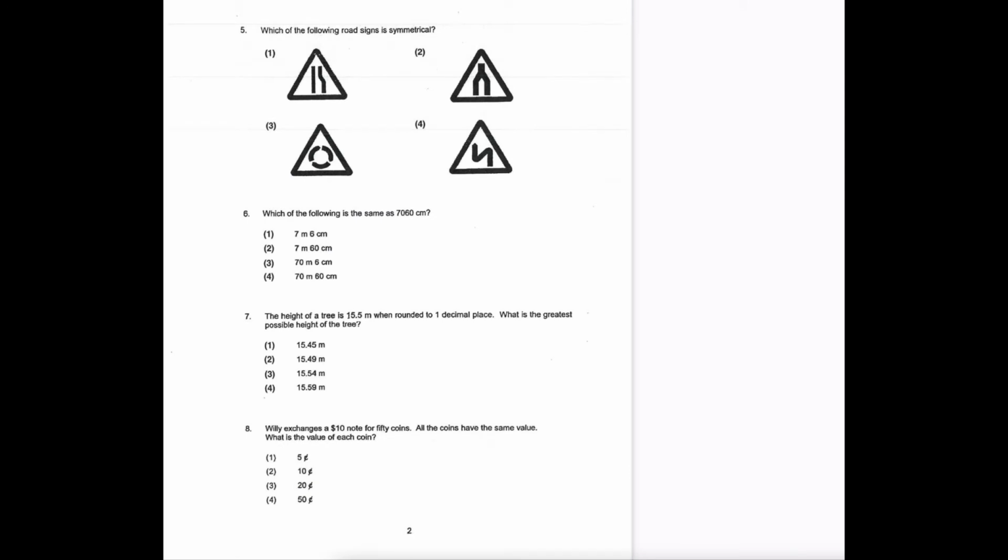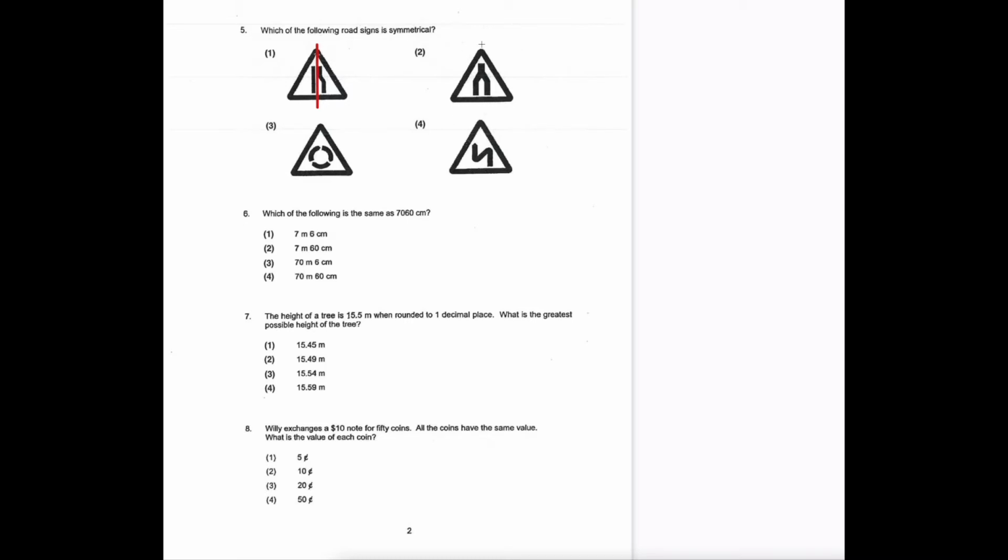Question 5. Which of the following road signs is symmetrical? When we deal with symmetry questions, we tend to draw the lines of symmetry to see if something is symmetrical, and that's what I'm going to do now. So I'm going to draw a line from here to here. Is this symmetrical? It's not, because this side is slanted out. Well, this is a straight line, so this is not the answer.